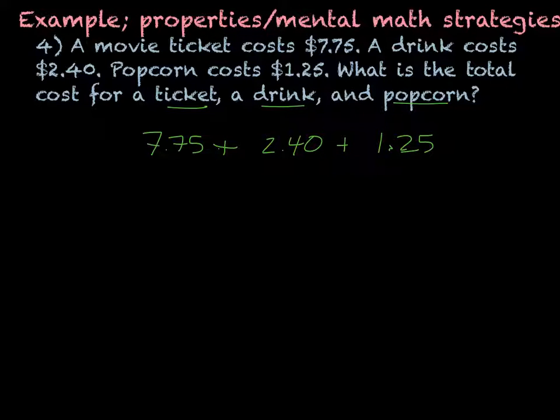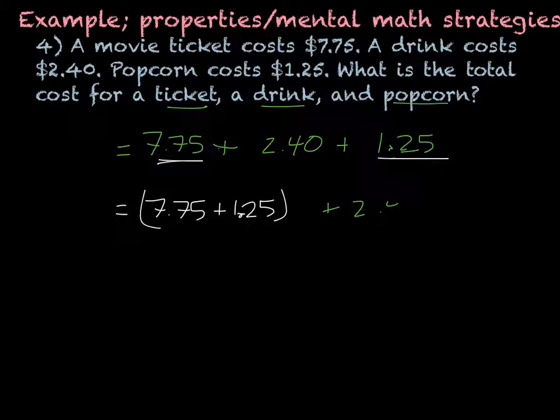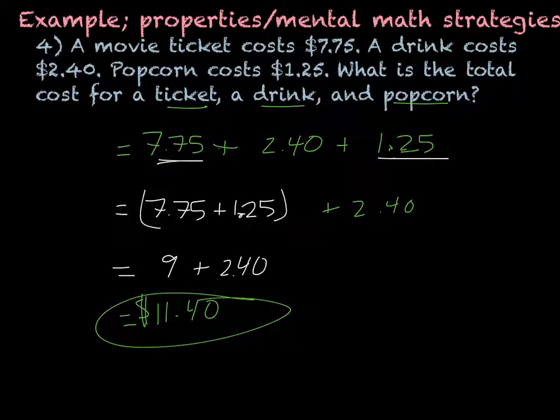Now, if I want to just use mental math to solve this, what I would do is take $7.75 and $1.25 and add those together, because I know that'll round out nicely, and then I'm going to add my $2.40 later. So $7.75 plus $1.25 would be $9 plus $2.40. 9 plus 2 is $11.40. So it's going to cost $11.40. Final answer.